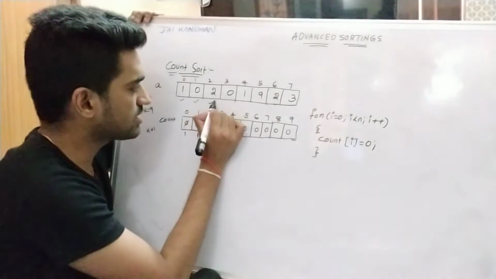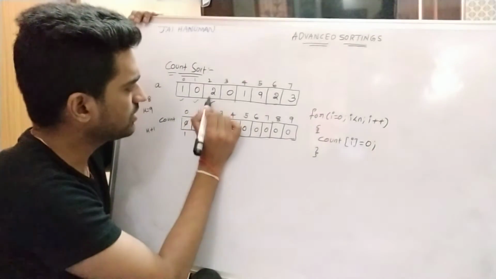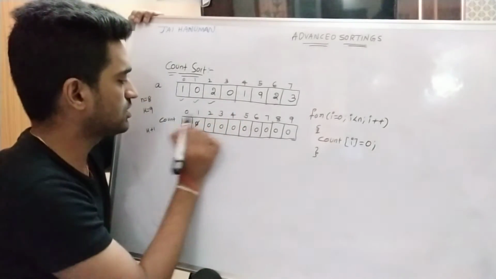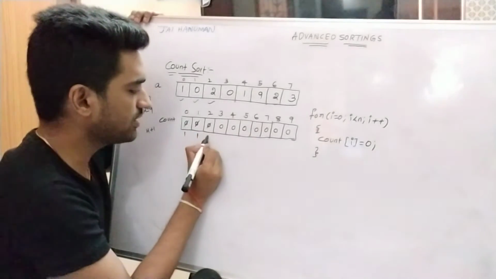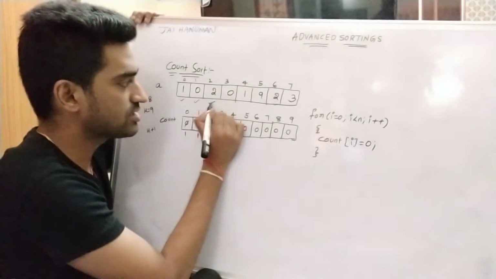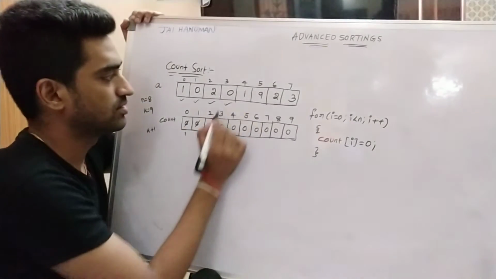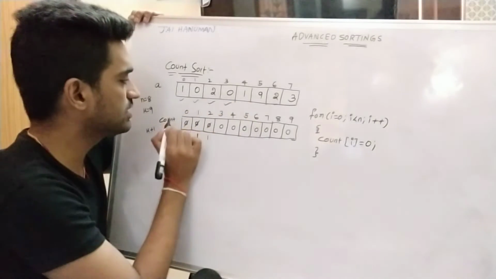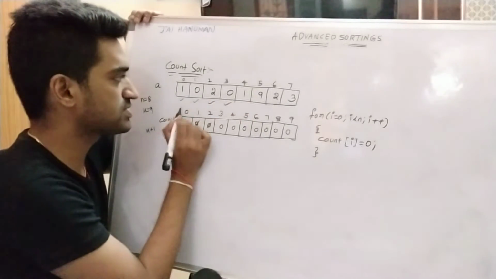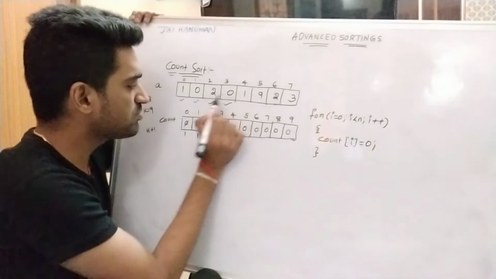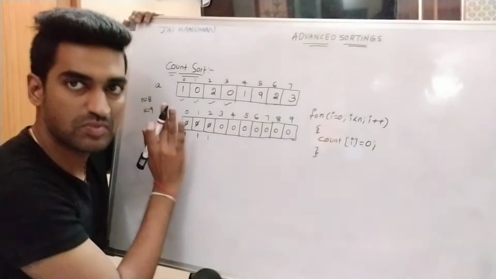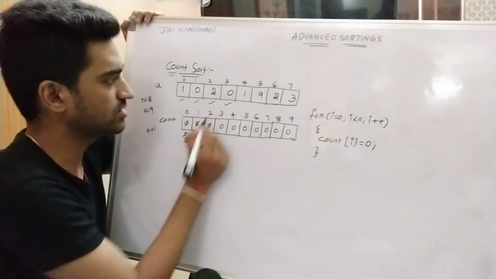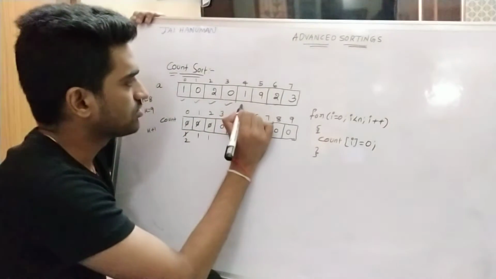Coming to the next element, 2. Go to index 2 of the count array, incremented by 1. This is also completed. Then this one. What is the element? 0. Go to index 0. The value can be considered as the index of the count array. Remember that one. So 0 is incremented by 1: 1 plus 1, 2. This is also completed.